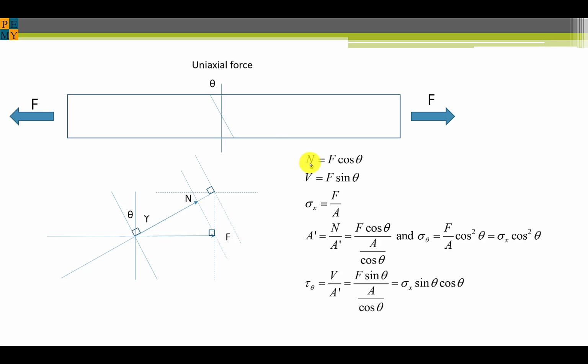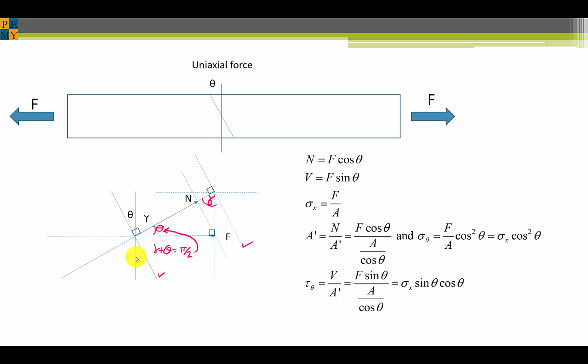N is the normal force. That always points perpendicular or normal to the cut plane. V is the shearing force. That's parallel to the cut plane. Sigma x is the stress in the x direction, which is aligned with the axis. And A prime is the area of this slant plane, whereas A is the area of the cross section.